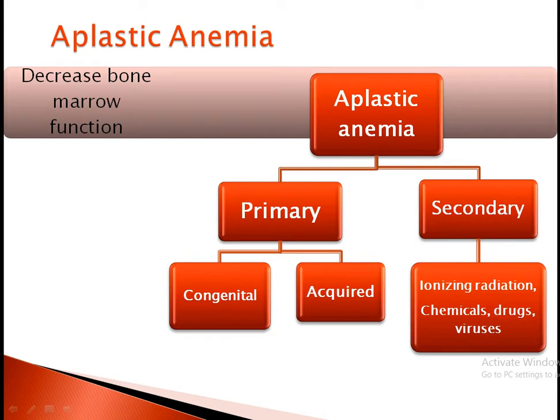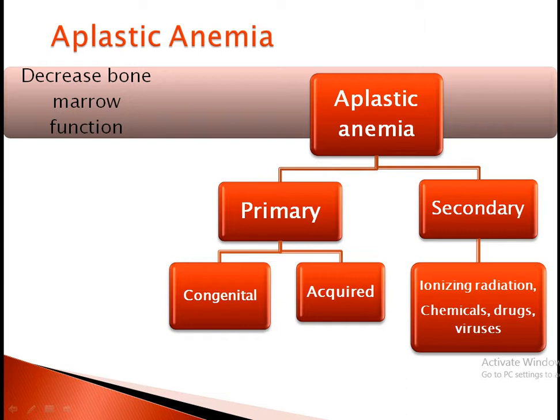The next thing is aplastic anemia. As its name shows, in this type of the anemia we have the defective functioning of bone marrow. It may be primary or secondary, and primary may be congenital and acquired, and secondary may be due to ionizing radiations, chemical drugs or viruses.